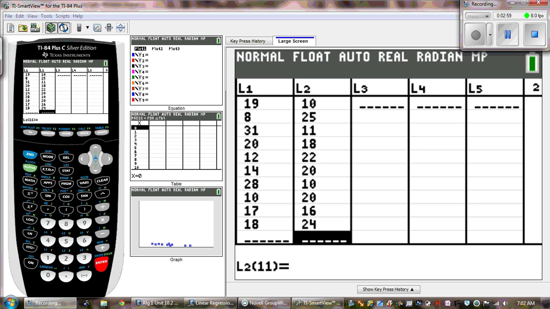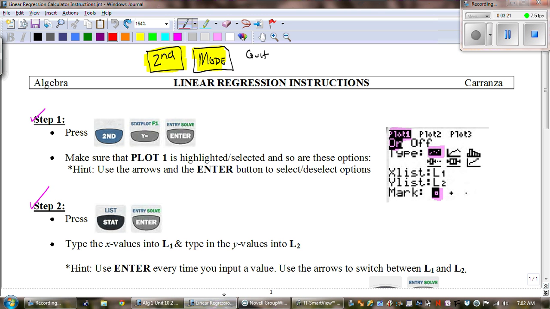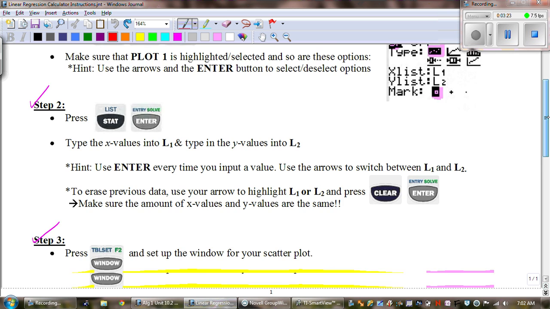Okay, so there's all of the points. And I like to go through just to double check. We got 19 and 10, 8 and 25, 31, 11, 20, 18, 12, 22, 14, 20, 28, 10, 10, 20, 17, 16, and 18, 24. Now that we've got all the points in, let's look at step 3.